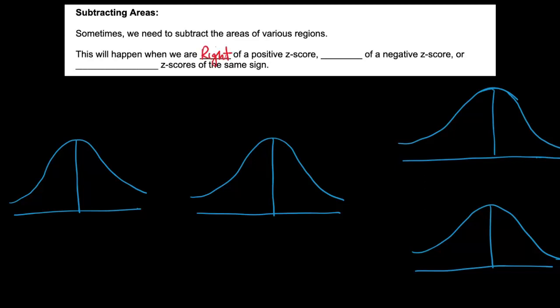So let's look at the picture. So remember, 0 is in the center. And if we have a positive z-score, it'd be over on the right-hand side. And if we want to find the area to the right of that, we would shade to the right, and so we'd have this picture.